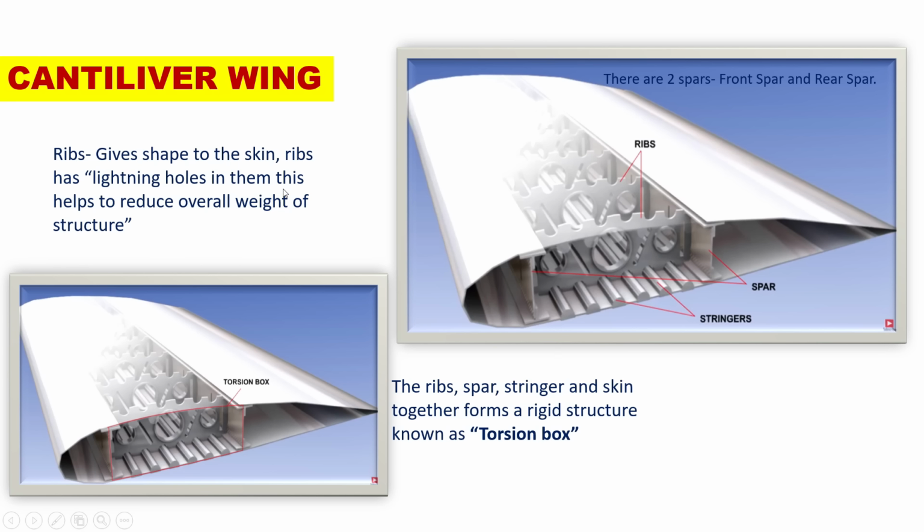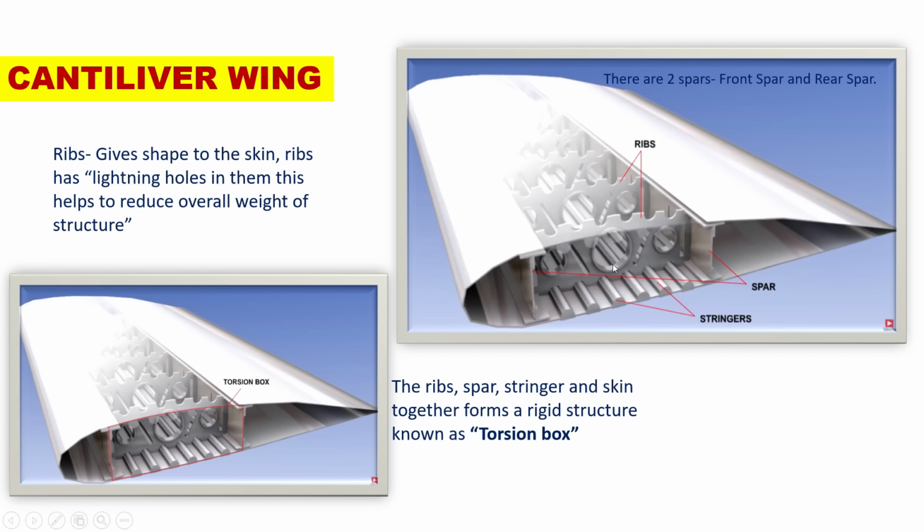In the construction of a cantilever wing, we have used certain things inside the wing so that we can strengthen it. What are those things? The first one is ribs. These structures that you're seeing here, these ones with holes, these are all ribs. I have marked it here. Ribs are what give shape to the skin. Their purpose is to give shape to the wing, and these ribs also have holes in them. You can see they have these holes in them. Why are they there? The purpose is to lighten the structure.